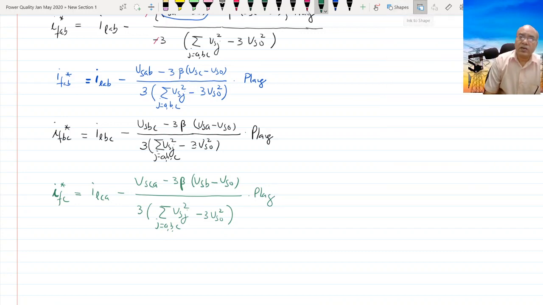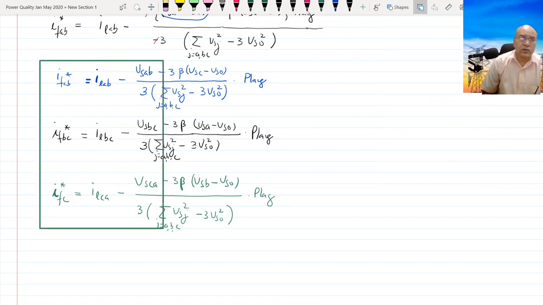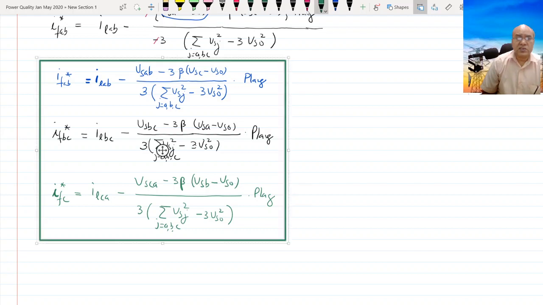These are 3 important equations, and these are therefore equivalent to the expression for the reference compensator current, line to line reference compensator current for delta connected load. The nature is similar because you can see that IFAB depends upon the ILAB and the voltage parameters up and down, the numerator and denominator, and the average term.